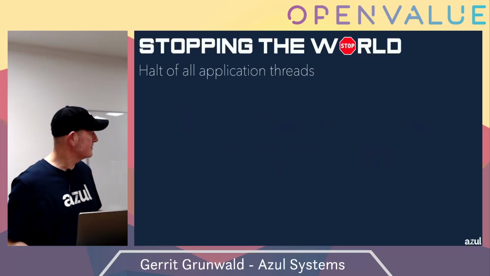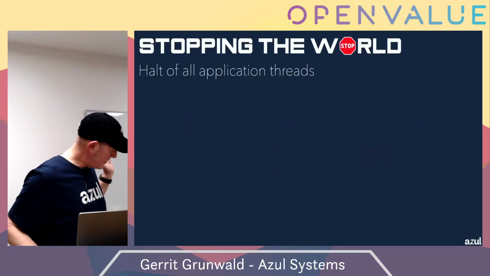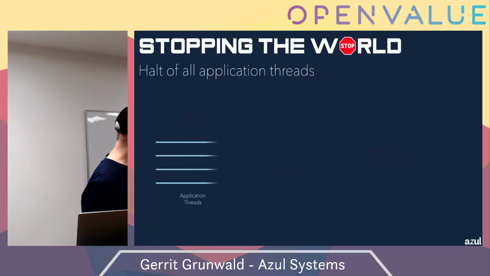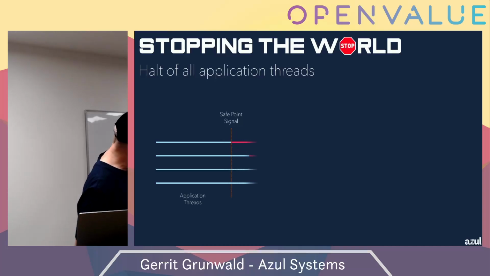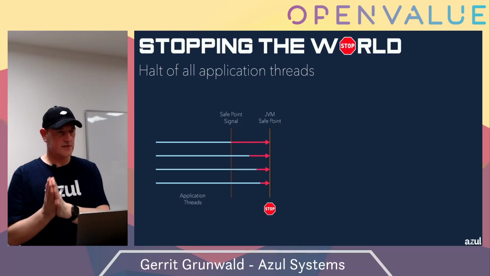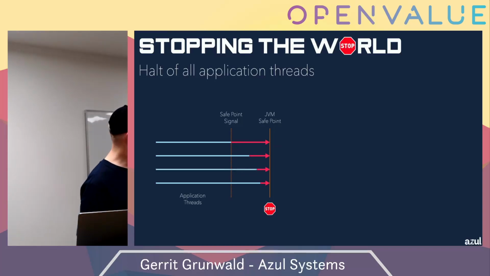To give you an idea, you will now see some application threads running, right? This is your application, and then we have to do garbage collection. The JVM sends a so-called safepoint signal to these threads, and that means all of the threads will be put into a so-called safe state. And then we reach the JVM safepoint. That means all application threads are stopped and in a safe place.